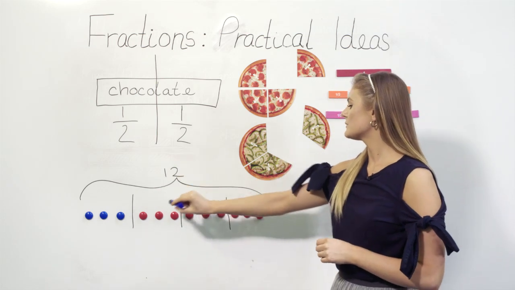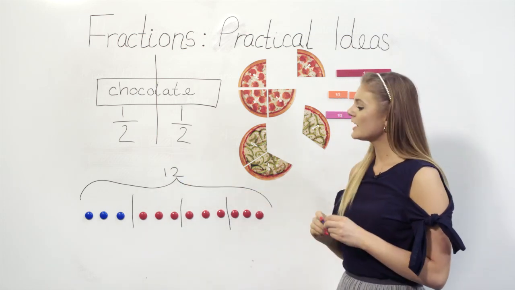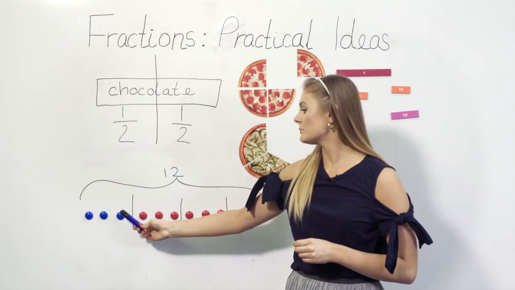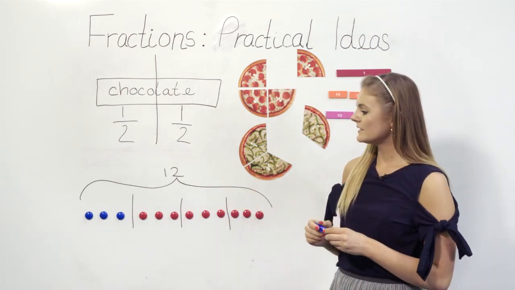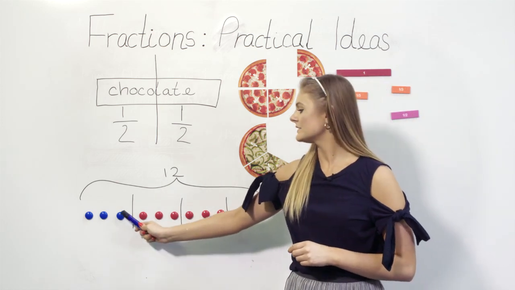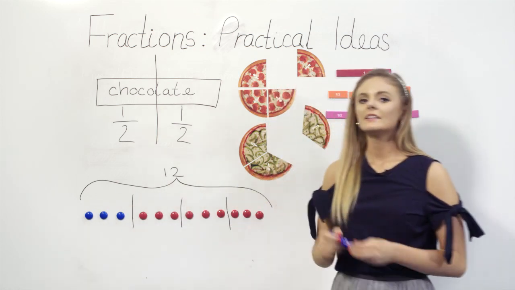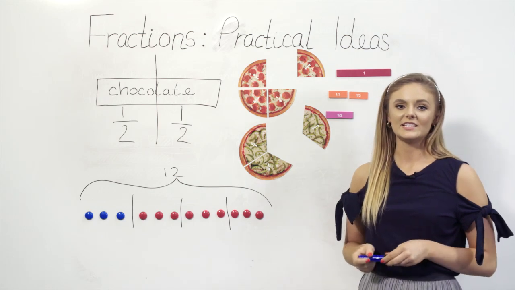And finally, you can use counters to represent a proportion of a set. So here I have a set of 12 counters, and I've represented a quarter using the blue counters. This has been divided into 4 parts, so we can see that a quarter of 12 is 3 counters. These are just some ideas you can use when teaching fractions.